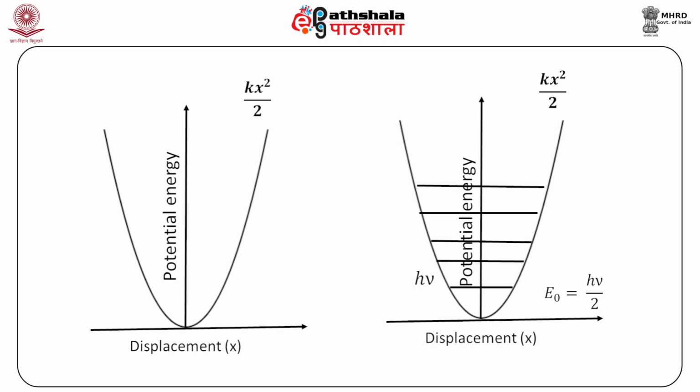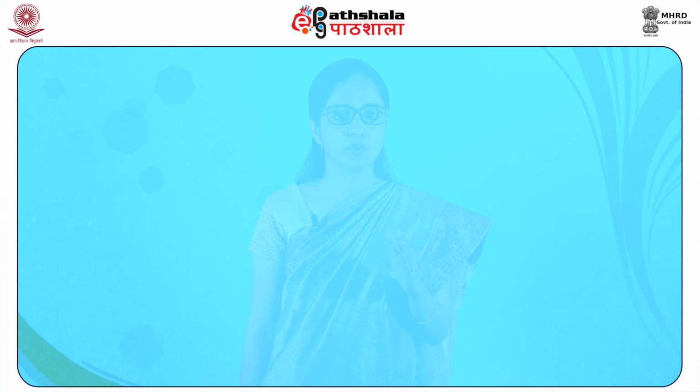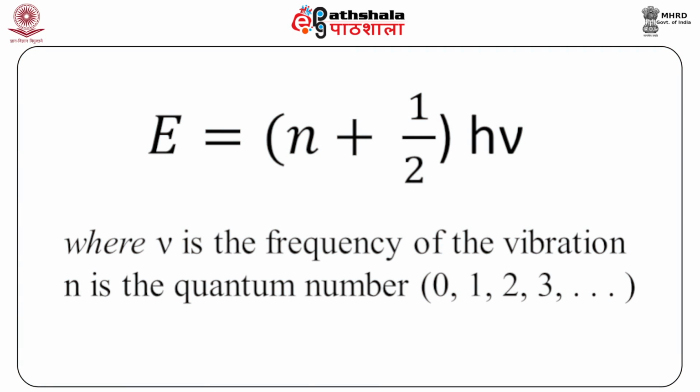However, vibrational motion is quantized. It must follow the rules of quantum mechanics, and the only transitions which are allowed fit the formula E equals n plus half, times h nu, where nu is the frequency of vibration and n is the quantum number 0, 1, 2, 3, etc. Now, the lowest energy level, E0, is equal to half h nu. The next, E1, is equal to 3 by 2 h nu.